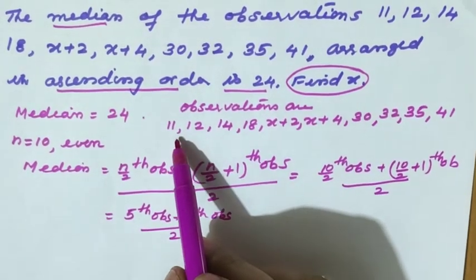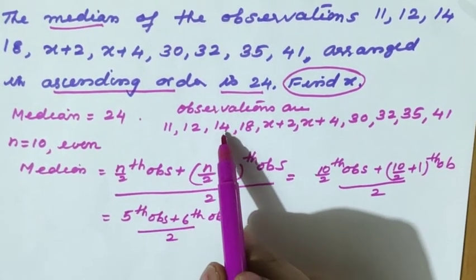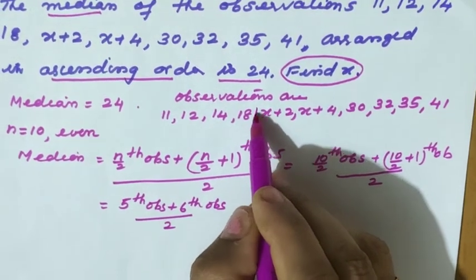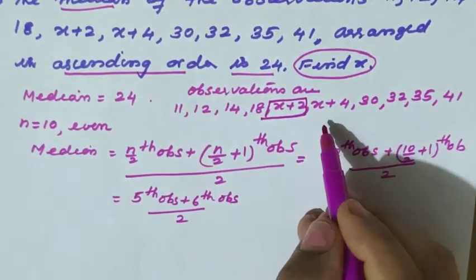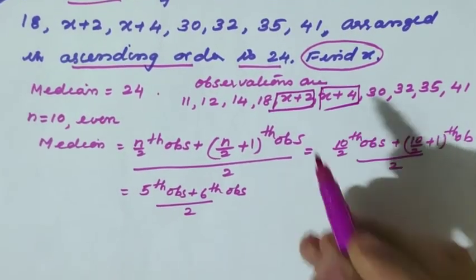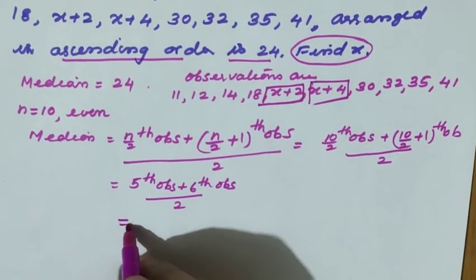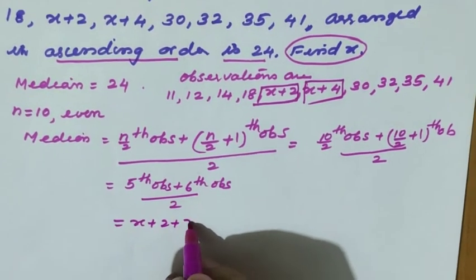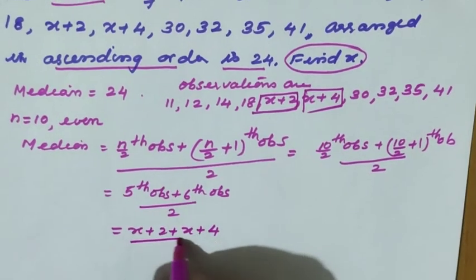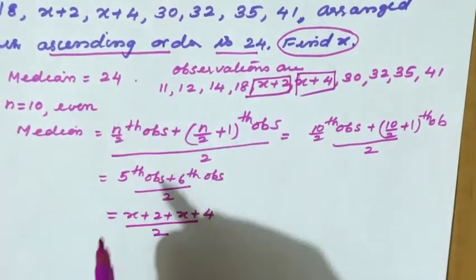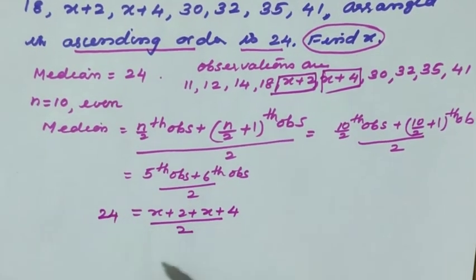So which is 5th observation for us? 1, 2, 3, 4, 5. That is x plus 2. Which is 6th observation? Another one, that is x plus 4. I am substituting here x plus 2 plus x plus 4 divided by 2. Median is already given in the question. It is equal to 24.